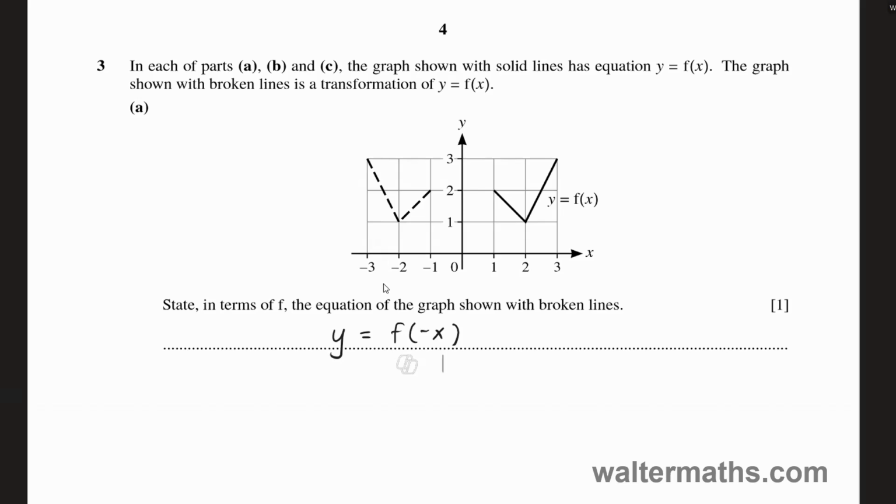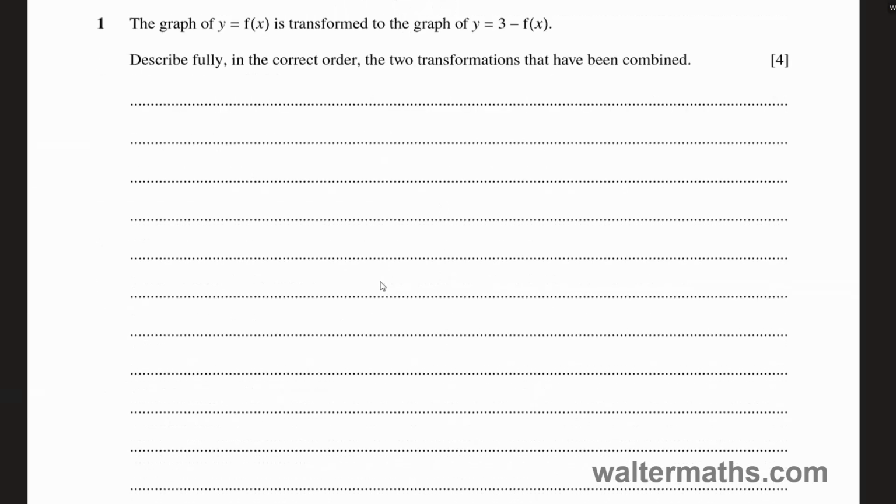Let's have another example. Here the question says the graph of y is equal to f of x is transformed to the graph y is equal to 3 minus f of x. Describe fully, in the correct order, the transformations that have been combined. All right. So here, if you look at y is equal to 3 minus f of x, right? This can also be written as y is equal to minus f of x plus 3.